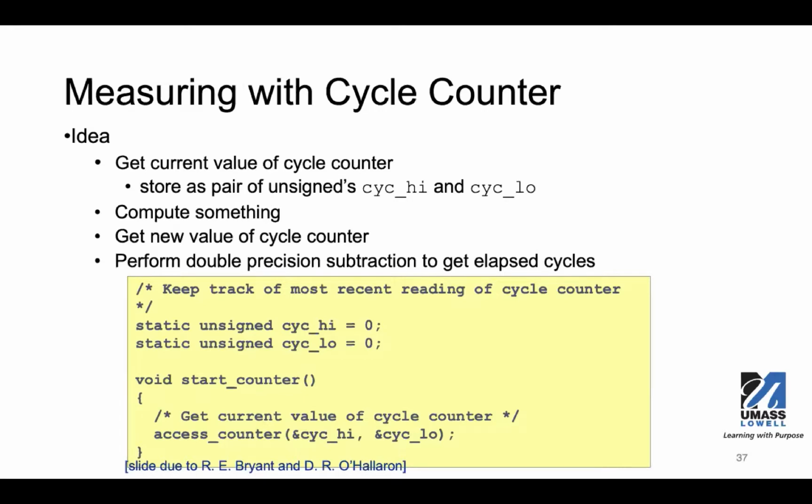So let's look at this code here. This is a kind of a template. You can use these two variables in your code. Let's assume it's C, to record the cycle count. You access the counters using an API called access counter, and you give the high register and low register to record the counters, the cycle number.